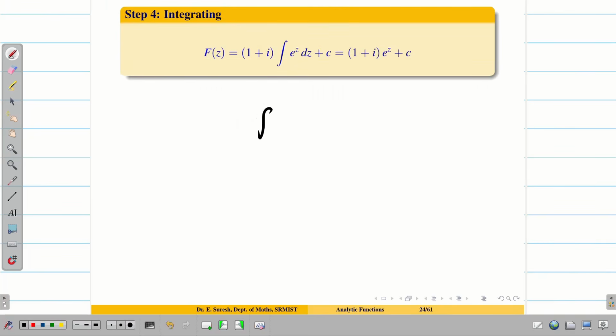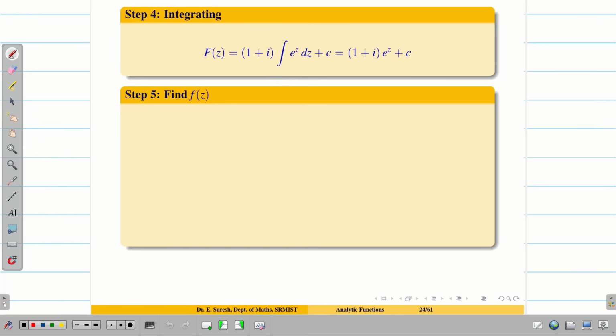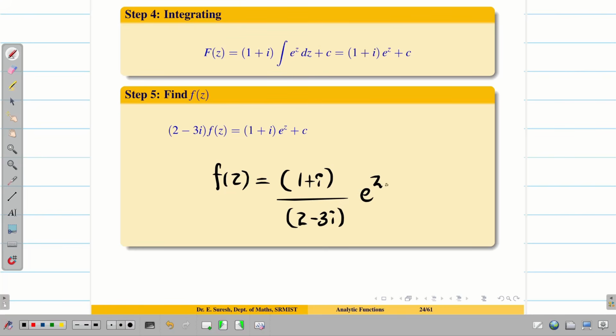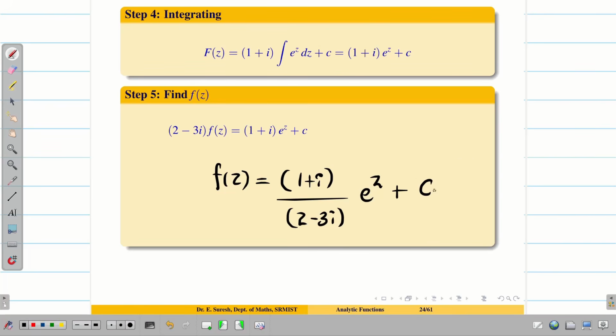Now, we have to find my analytic function small f of z. We know that capital F of z is 2 minus 3i times small f of z. Let us substitute this. Now divide the equation by 2 minus 3i. We get f of z is equal to (1 plus i) divided by (2 minus 3i) e power z plus c by 2 minus 3i. It is not necessary to write c by 2 minus 3i. Directly you can write it as c1. For your understanding, I just do it.